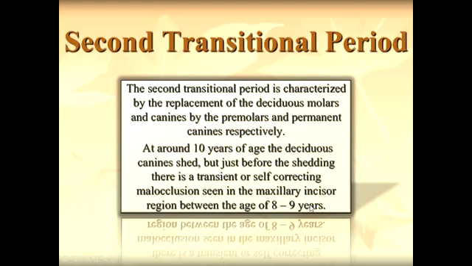Also, the second transitional period is characterized by replacement of the deciduous molars and the canines by the premolars and the permanent canines respectively. At around 10 years of age the deciduous canine is shed, but just before the shedding, there is a transit of the cell of correction of malocclusion seen in the maxillary incisor region between the ages of 8 to 9 years old.